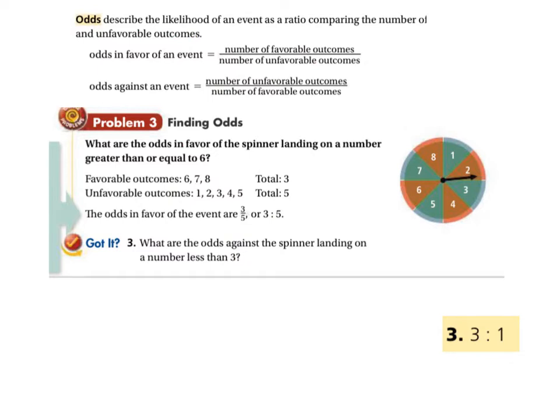So odds against, so what I don't want versus what I do want. And I want a number less than 3. So that's going to go on this side because it's odds against, not odds for. Landing on a number less than 3. Well, that's 1 and 2. There's 2 of those, right? And how many others are there? There are 6 others, right?